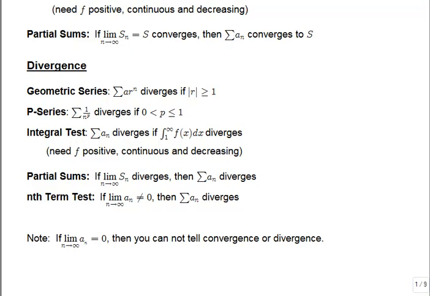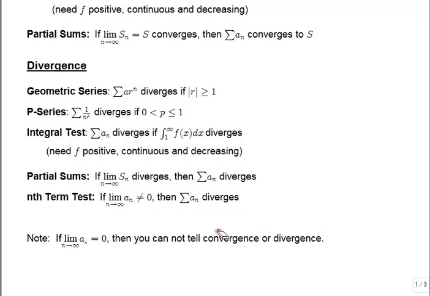Partial sums, if you have a formula for your nth partial sum s sub n and the limit of that as n goes to infinity diverges, then the infinite series has to diverge as well. And then we also have one additional test for divergence called the nth term test, and it says that if the limit of a sub n as n goes to infinity does not equal 0, then the infinite series of a sub n diverges. And it's important to note that if that limit does equal 0, you can't tell convergence or divergence. You would have to try one of your other tests to see whether or not it converges or diverges.